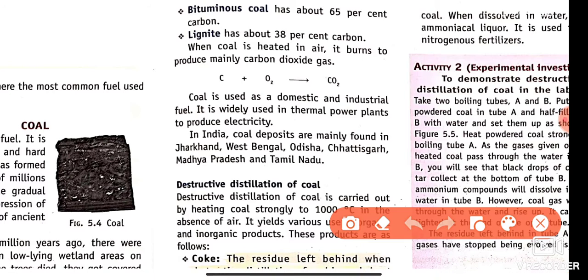And in India, where is coal found? Coal is found in Jharkhand, West Bengal, Odisha, Chhattisgarh, Madhya Pradesh, and Tamil Nadu. These are some states where coal is generally found.